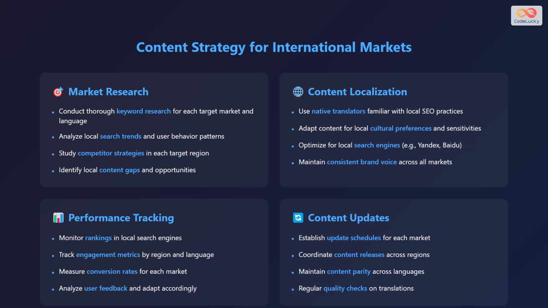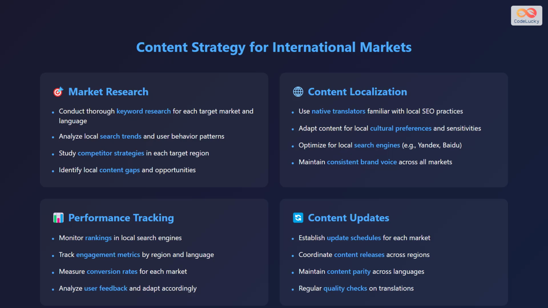Thirdly, performance tracking is essential for measuring the effectiveness of your content strategy. This includes monitoring rankings in local search engines, tracking engagement metrics by region and language, measuring conversion rates for each market, and analyzing user feedback and adapting accordingly. The goal is to measure the impact of your content and make data-driven improvements.